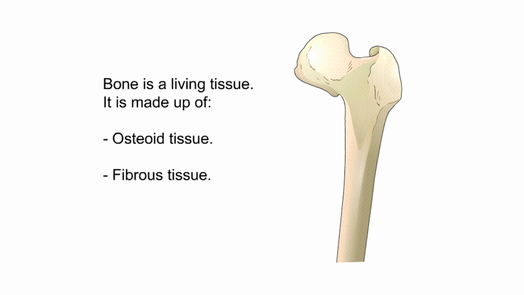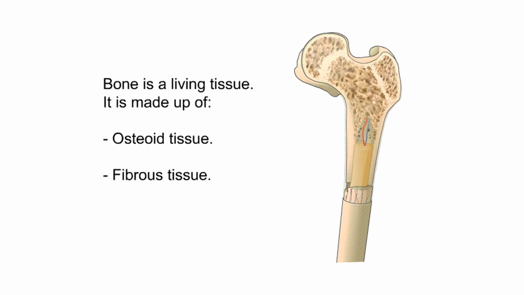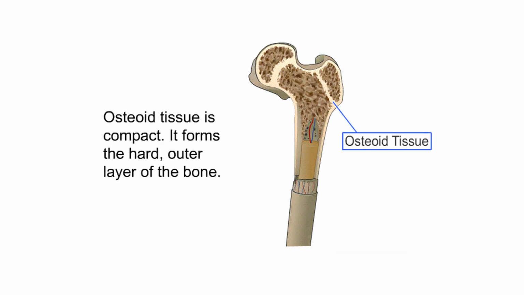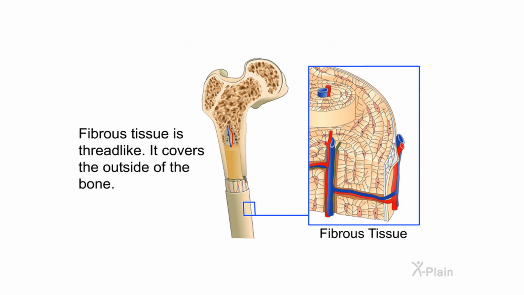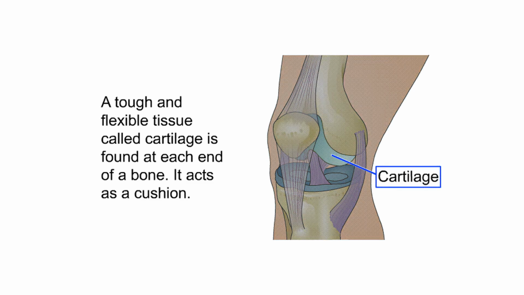Anatomy. Bone is a living tissue. It is made up of osteoid tissue, fibrous tissue. Osteoid tissue is compact. It forms the hard outer layer of the bone. Fibrous tissue is thread-like. It covers the outside of the bone. A tough and flexible tissue called cartilage is found at each end of a bone. It acts as a cushion.